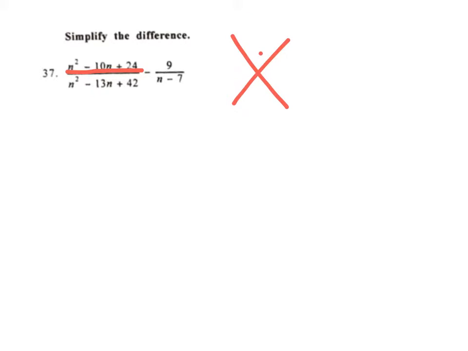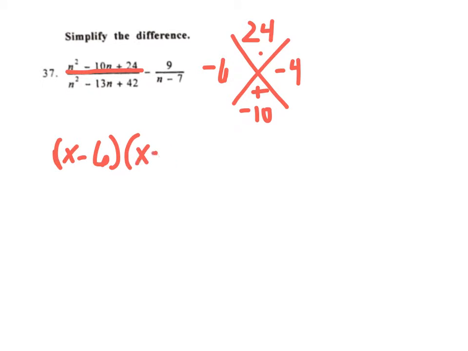Remember, c goes on top. We're looking for something that multiplies to 24 and adds to negative 10. It's going to be negative 6 and negative 4. So that means the top of my fraction is going to be x minus 6 times x minus 4. Then we're going to factor the bottom of it.